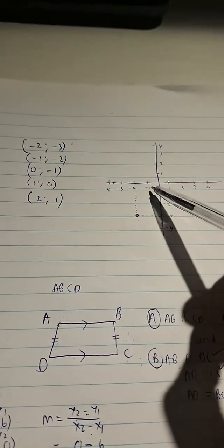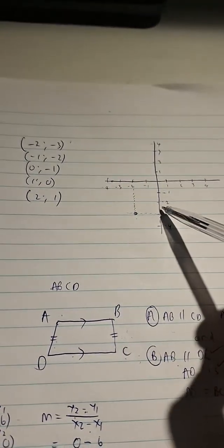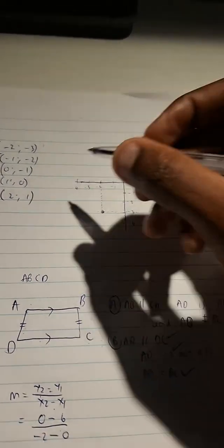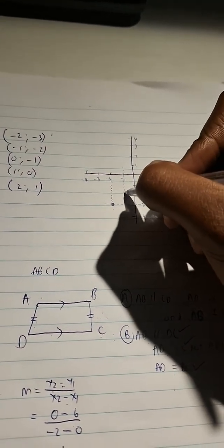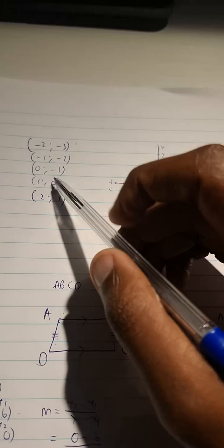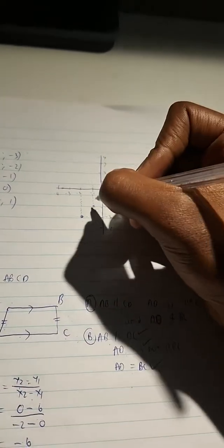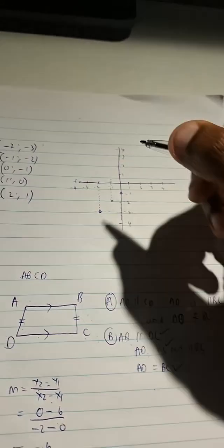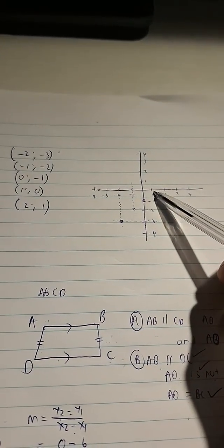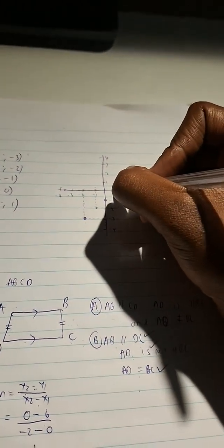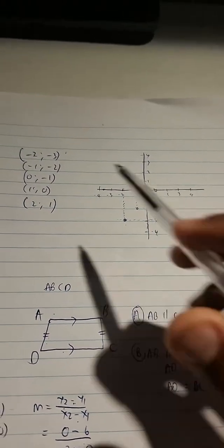Negative 1 for x, that's there. Negative 2 for y, that's there. Where are they meeting? You see, x negative 1 is here, y negative 2 is there, we meet there. You see? 0 and negative 1 here, because that's the y-intercept. X that is 1, that's there. Y that is 0, that's the x-intercept. We are meeting exactly there.